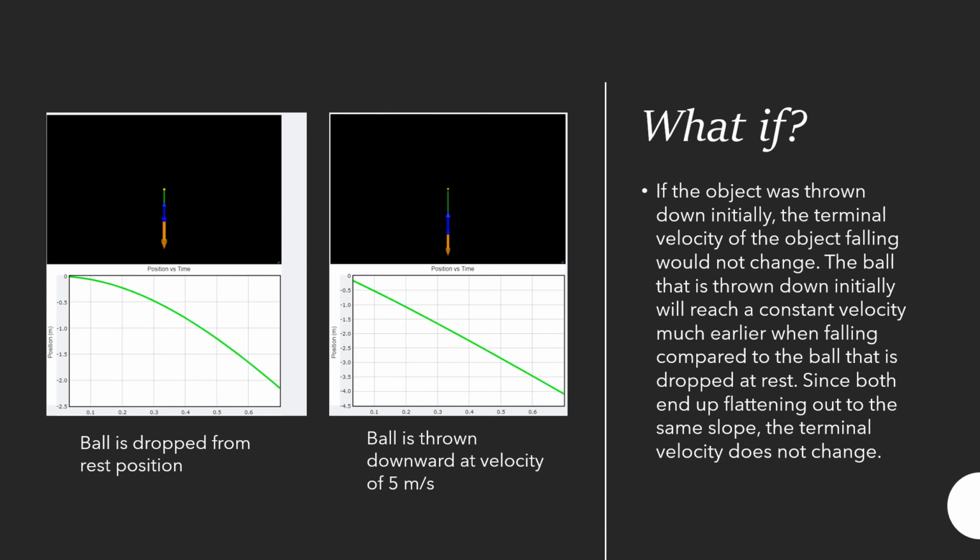If the object was thrown down initially, the terminal velocity of the object will not change. The ball that is thrown down initially will reach a constant velocity faster than the ball if it was dropped, but since both end up flattening out, the terminal velocity remains the same, as shown in the graph here.